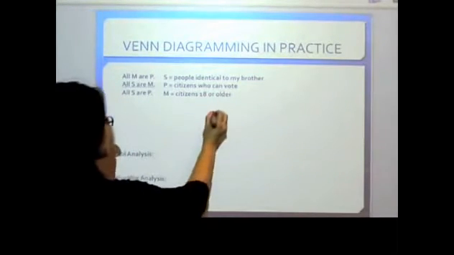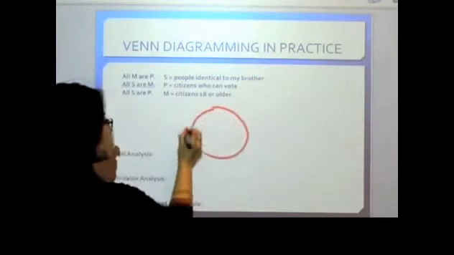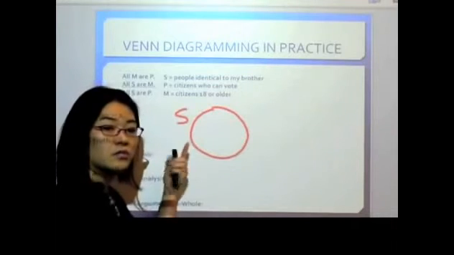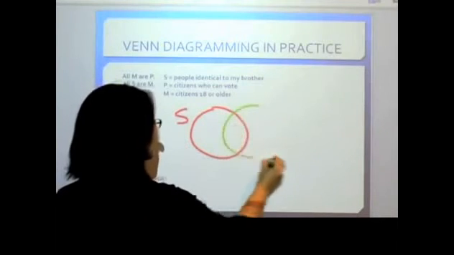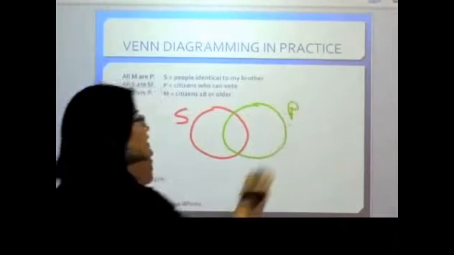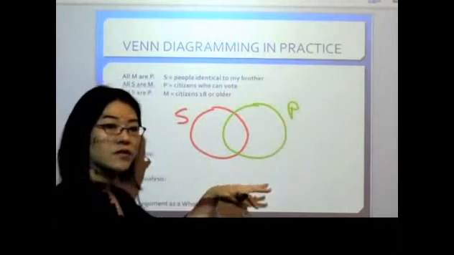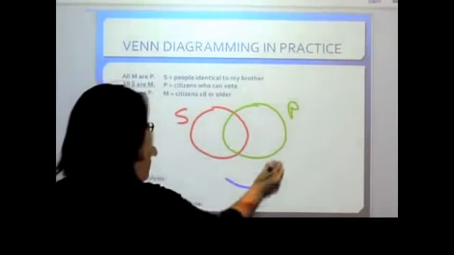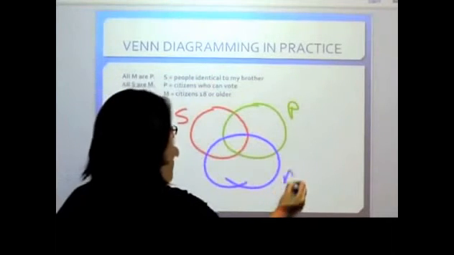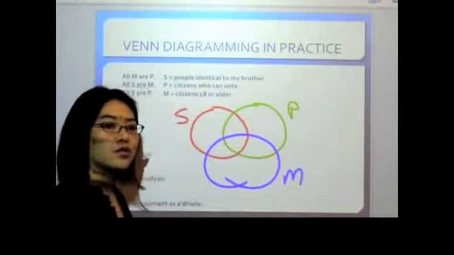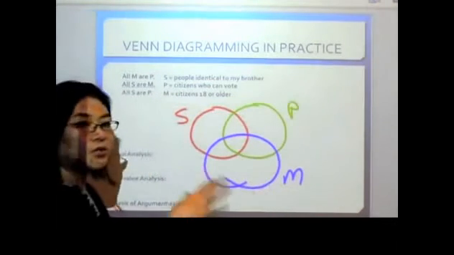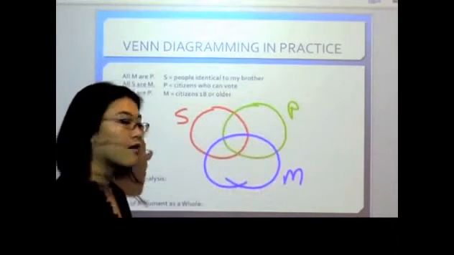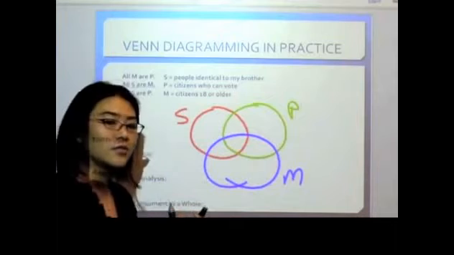So I'm going to use 3 different colors, okay? This circle will represent my S circle, my subject term of the conclusion, which is the minor term. This circle will represent my P circle, which is the predicate term of the conclusion, which is the major term, okay? Then this circle here will represent my M circle, which is the middle term, okay? Now that we have these 3 interlocking circles, notice that we have several spaces that are carved out by the interlocking of these 3 circles.